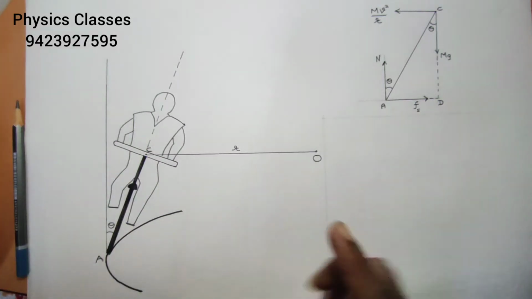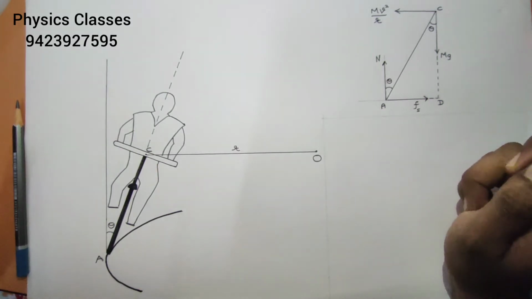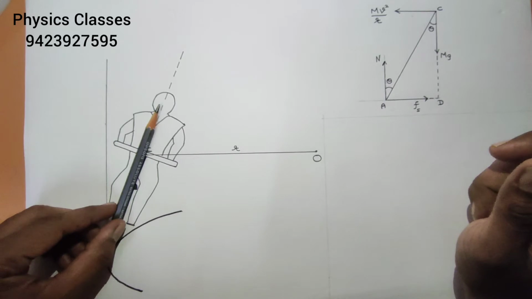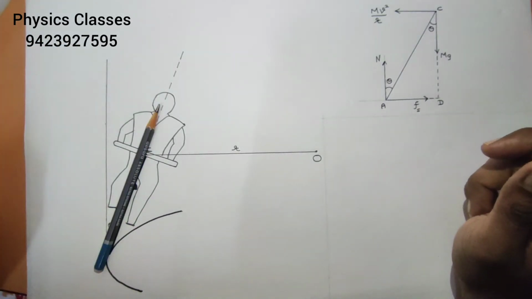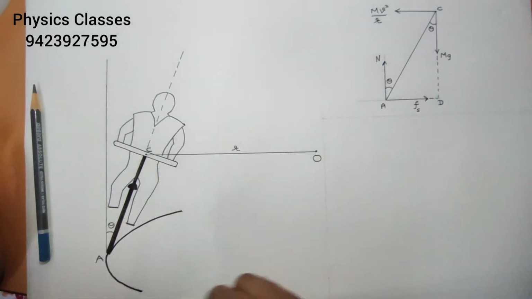This is a cyclist taking a turn along a circular track. While taking a turn, the cyclist makes an angle theta with the vertical, or the cyclist bends with some angle theta. R is the radius of the circular track.